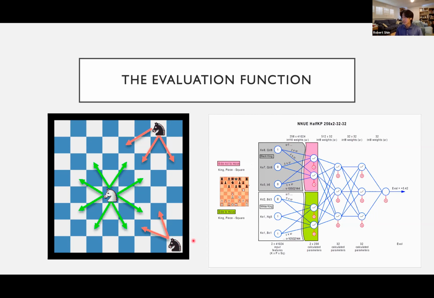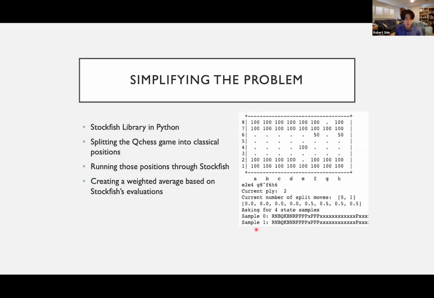And so that is where this comes into play on the right. This is called Stockfish. And this is a visual representation of some of the calculations that it does when you hand it a position. Modern chess engines have become very good at looking at these complicated positions. And so Dylan and I decided that rather than trying to create our own function that looks something like this for quantum chess, we might as well simplify the problem.